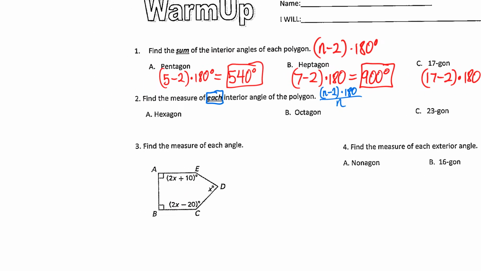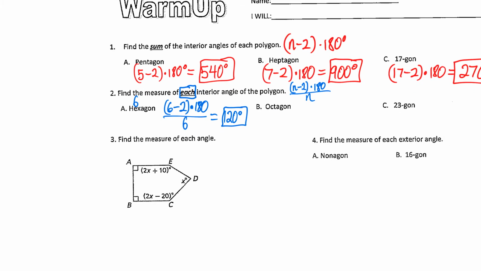So a hexagon has how many sides? 6. So 6 minus 2 times 180 would give you the total, but I want to know how big one of those is, so I'm going to take that total and divide it by 6 angles. And so you can type the whole thing in your calculator just like that. So 6 minus 2 times 180 divided by 6 is 120. Okay, so each angle in a regular hexagon is 120 degrees.